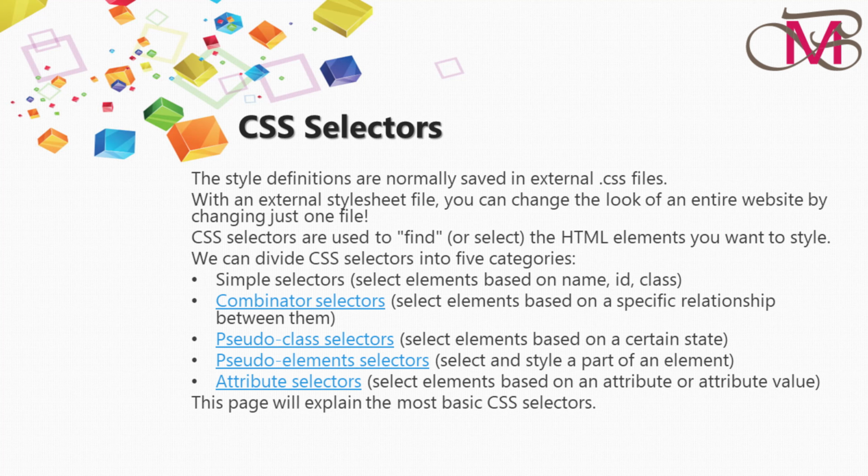We can divide CSS selectors into 5 categories. Symbol selectors select elements based on name, ID, class. Combinator selectors select elements based on a specific relationship between them. Pseudo-class selectors select elements based on a certain state. Pseudo-elements selectors select and style a part of an element. Attribute selectors select elements based on an attribute or attribute value. This page will explain the most basic CSS selectors.